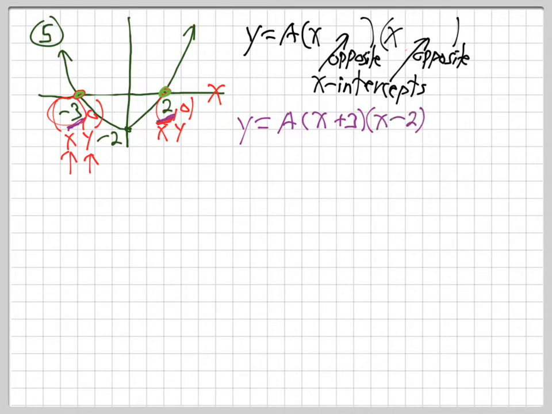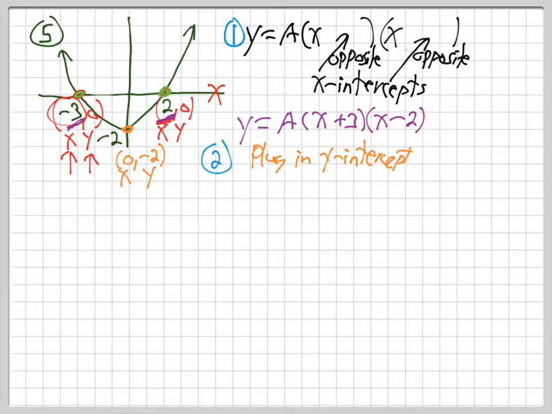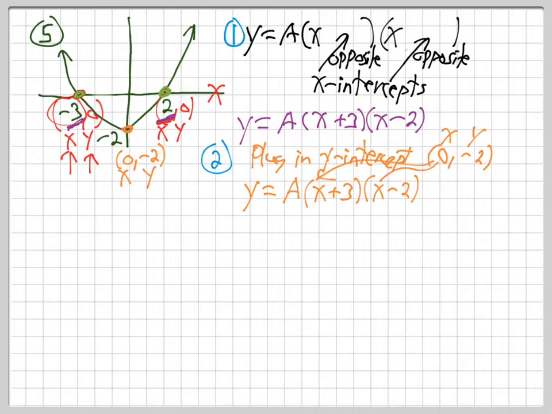Okay, so now all we have left is to figure out what a is. That's step 1. Step 2, you know what we're going to do, right? We're going to plug in the y-intercept. It's all about the intercepts here. Plug in the y-intercept, which is right there, at (0, negative 2), isn't it? So we plug (0, negative 2) into this equation, y equals a(x plus 3)(x minus 2), and we can find a. Plug in 0 for x, plug in negative 2 for y.